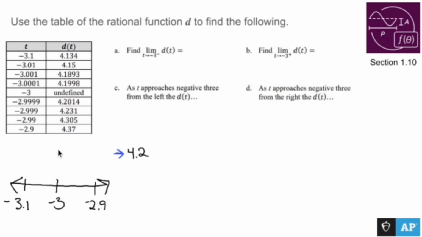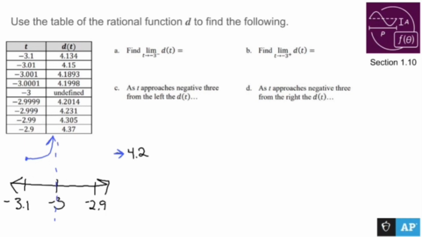Now, why would I hit undefined at -3? Because it's a vertical asymptote. So what's going to happen is I'm going to hover a little bit below 4.2, get bigger, bigger, bigger, bigger, and then shoot up like that. Okay, that's what happens at asymptotes.